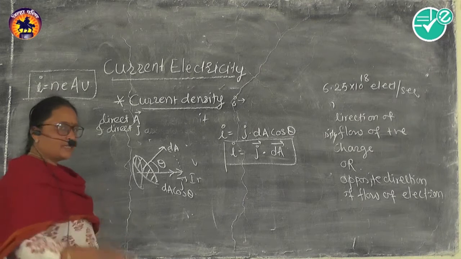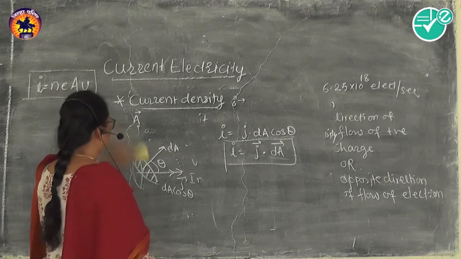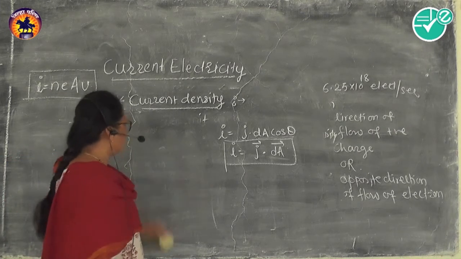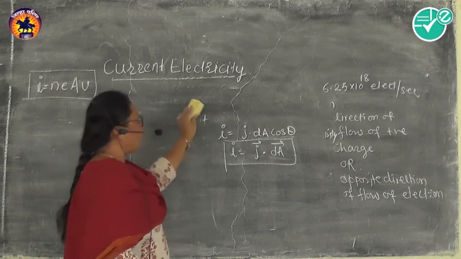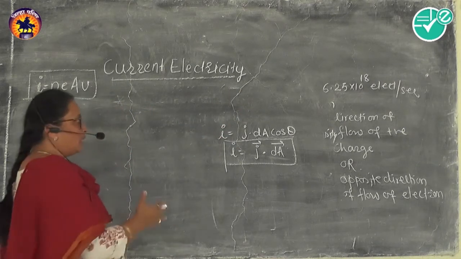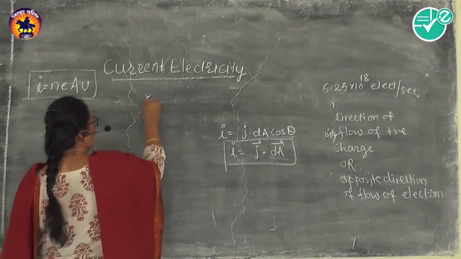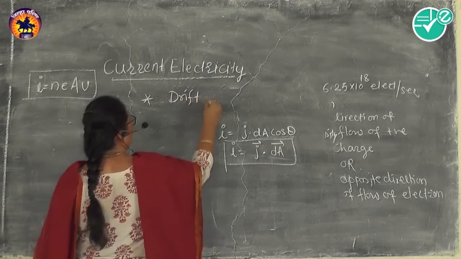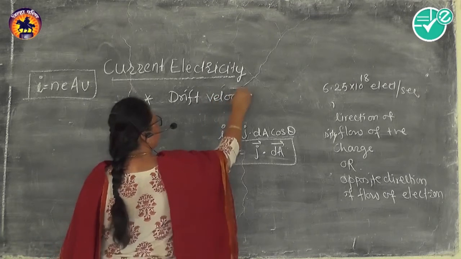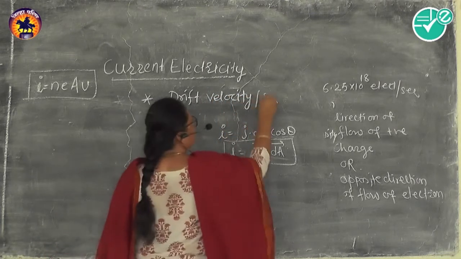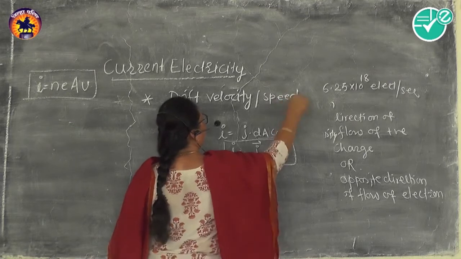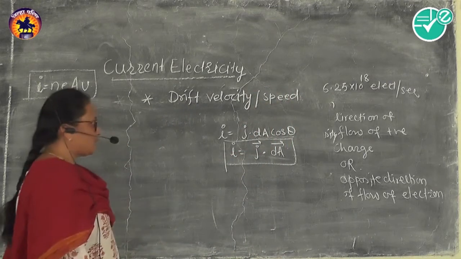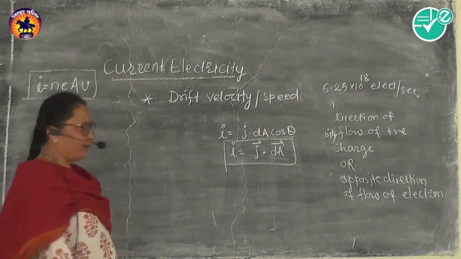Now the next term, which is also very important to explain electric current, means current not only depends on all these things, but it also depends on a term that is known as drift velocity or drift speed. If we take magnitude, then we will call it speed. So drift speed or drift velocity.